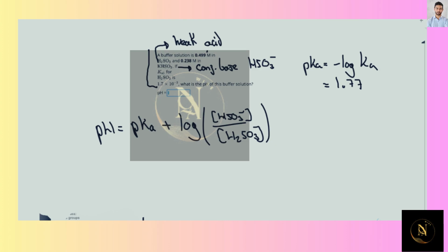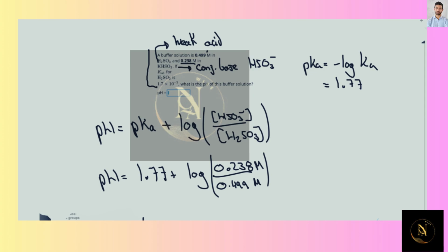So our pH would be equal to 1.77 plus the logarithm of the concentration of the conjugate base, which is going to be 0.238, divided by the concentration of the weak acid, which is 0.499 molar.